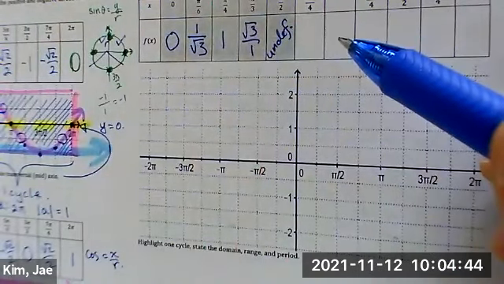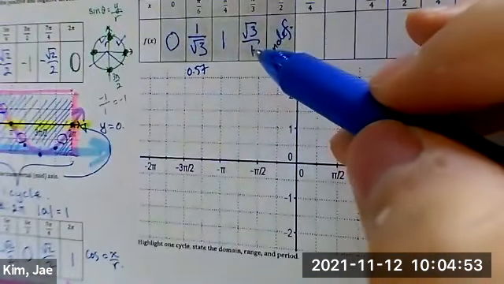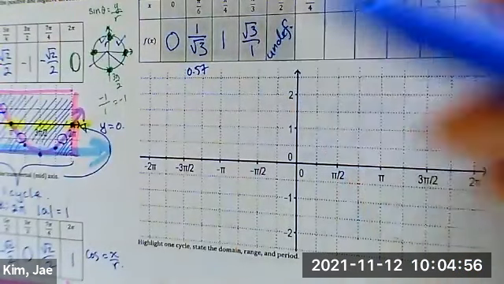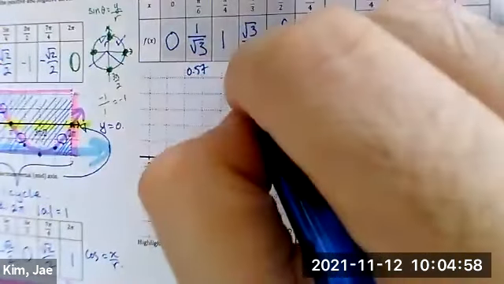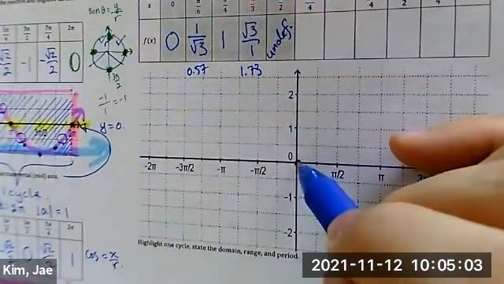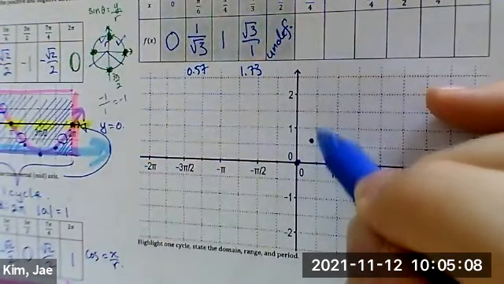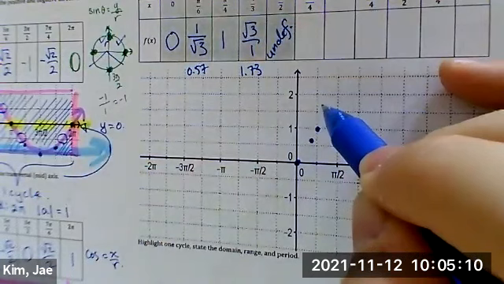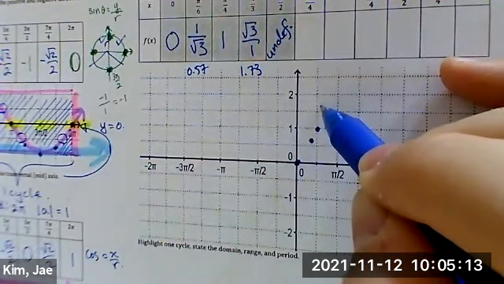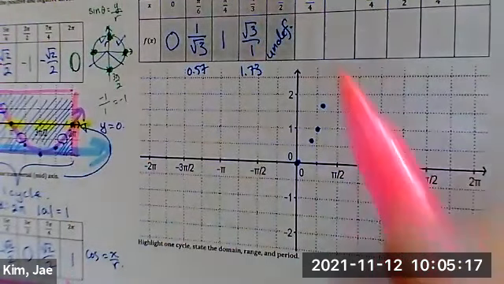is 1 divided by 1.7. 0.57. And this is 1.73. So 0, 0.57, 1, and then 1.73, and then an asymptote.